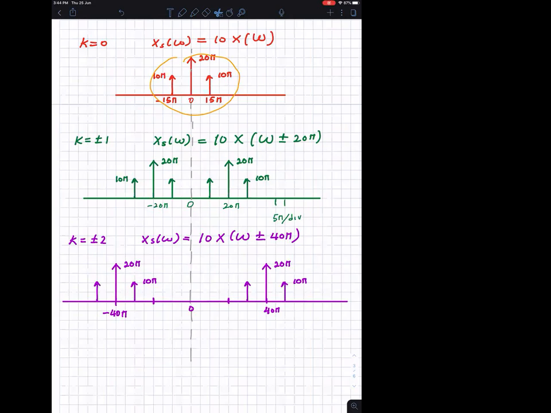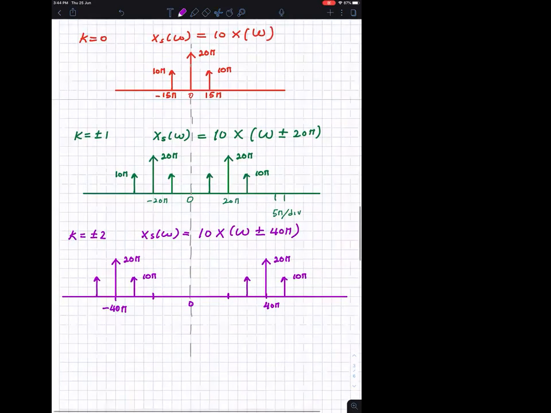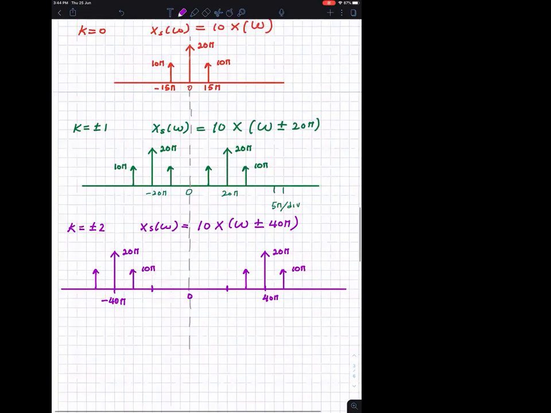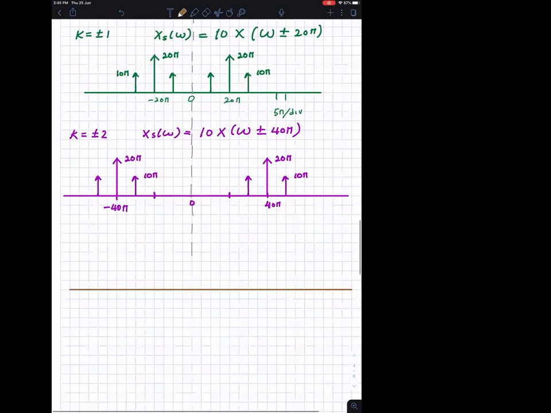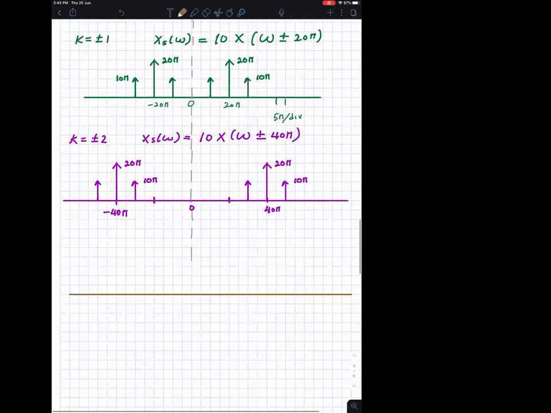So at k plus minus 2, what's going to happen is, let me put them all together here. I'm just drawing this only for up to k plus minus 2. So I'm going to just move them all onto a single graph.